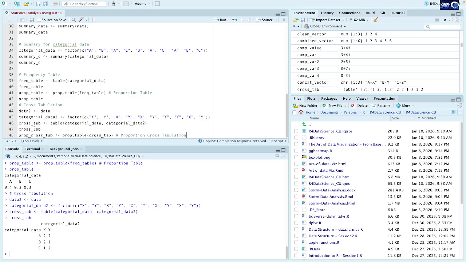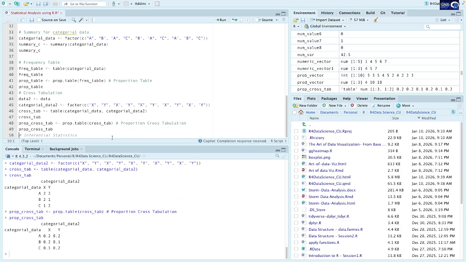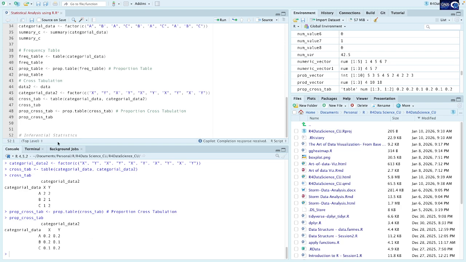Now proportional crosstab, same. For proportional crosstab, we can keep the crosstab function inside proportional dot table, so it will give you the proportional values for crosstab. What is the proportion of each value? So these are the basic descriptive statistics options we have in R.